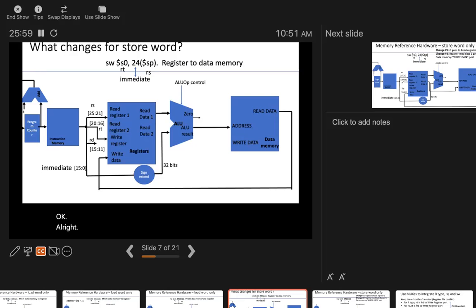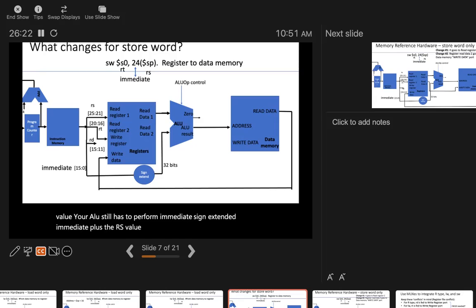Are we ready to discuss now what's going to happen? Now, this is your store word instruction. $S0, comma 24 $SP. Your $SP is still the RS register. 24 is still the immediate value. Your ALU still has to perform sign extended immediate plus the RS value.